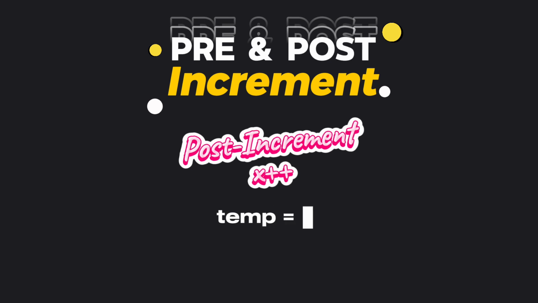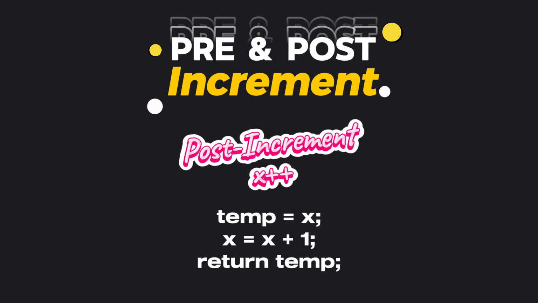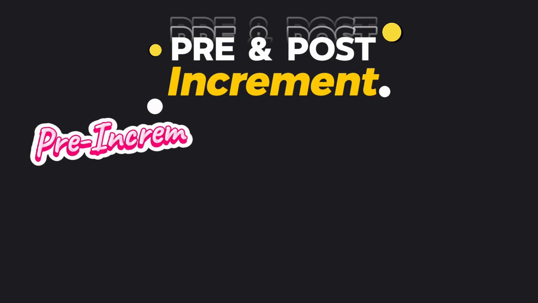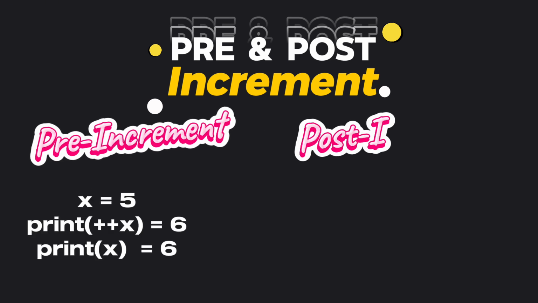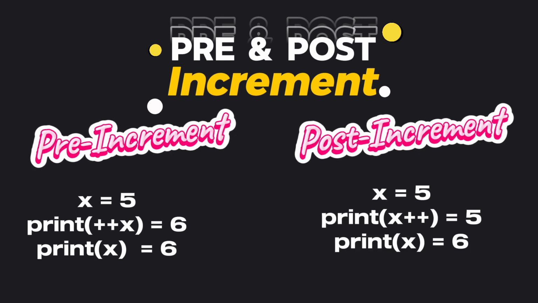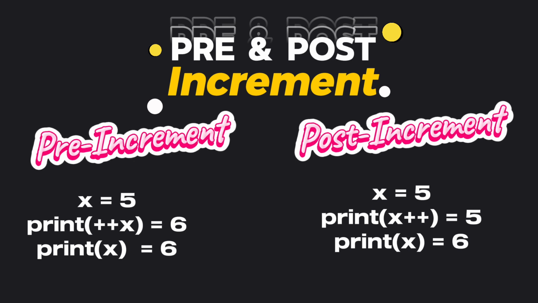This time, the current value of x is saved in a temporary variable, x is incremented after, and the original value is returned first. So, pre-increment changes the value before it's used, and post-increment uses the value first, then changes it. Alright, let's break down this tricky Java code using increment operators.